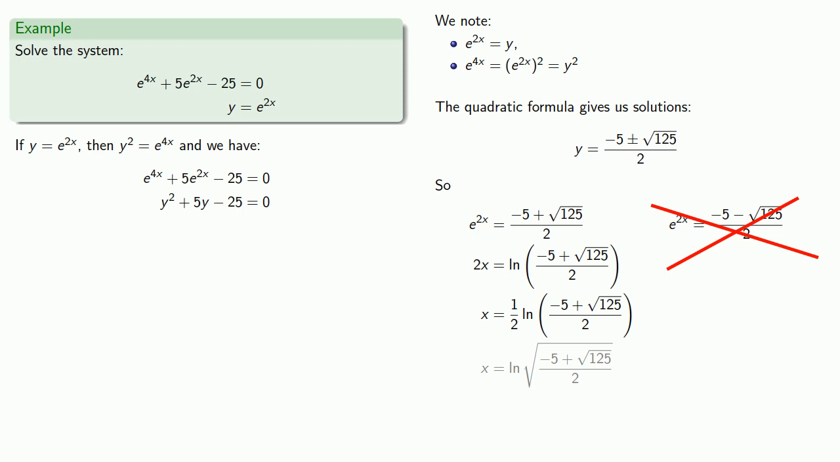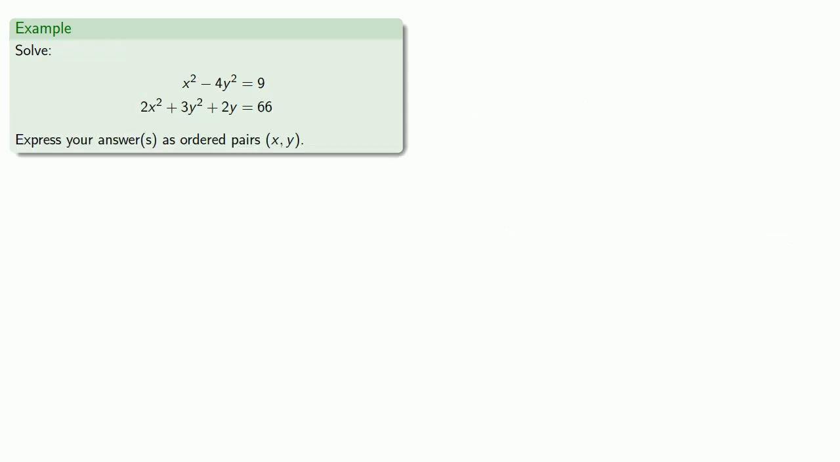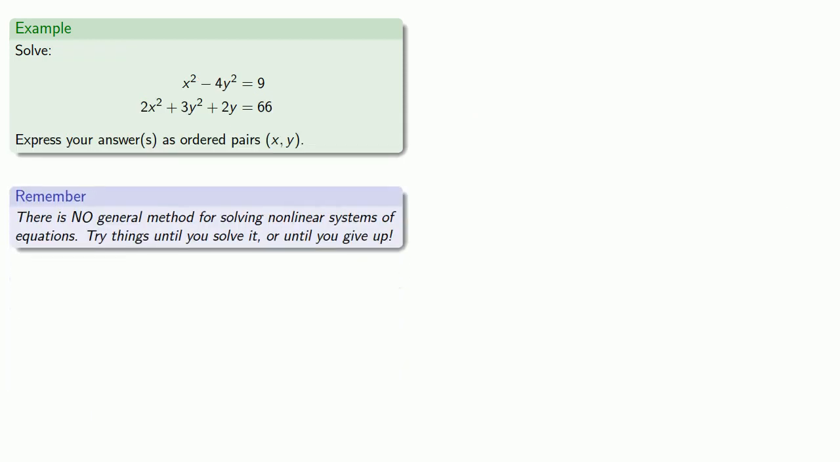What's important here is to remember that we actually had two solutions for y, but one of them, negative 5 minus root 125 over 2, didn't give us a solution. So the only y value that we want to include is the y value that gave us this solution for x. The important thing to remember about nonlinear systems of equations is there is no general method for solving them. Try things until you solve them, or until you give up.